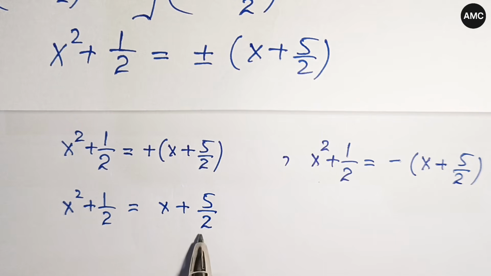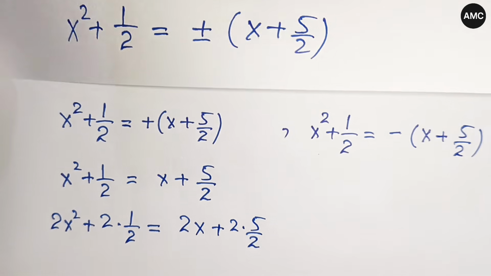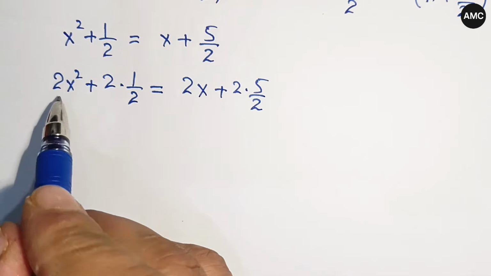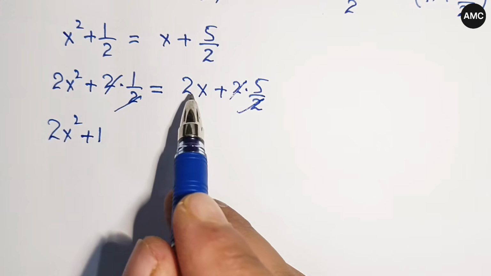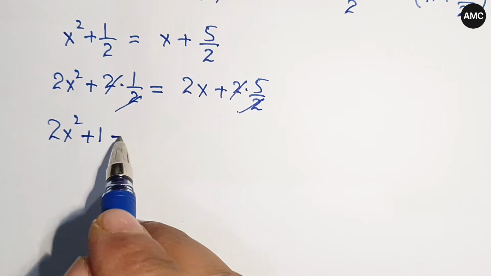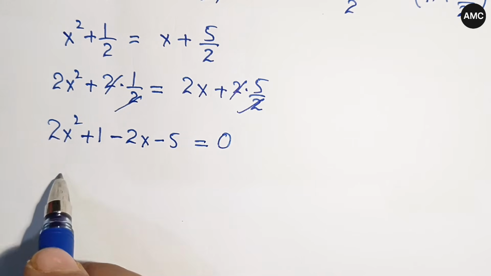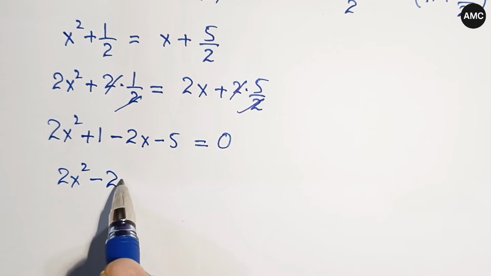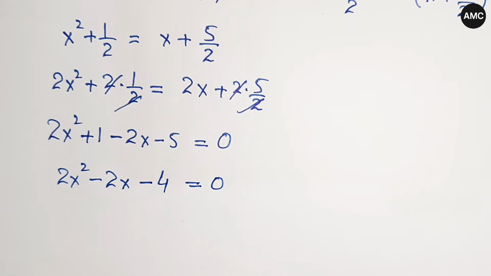If we multiply 2 with each term, we get 2x squared plus 2 times 1 over 2 is equal to 2 times x plus 2 times 5 over 2. Then 2x squared, this 2 is cancelled, we get plus 1, and here this 2 is cancelled, we have plus 2x plus 5. Shifting, we get minus 2x minus 5 is equal to 0. Now 2x squared minus 2 times x plus 1 minus 5, we get minus 4, is equal to 0.